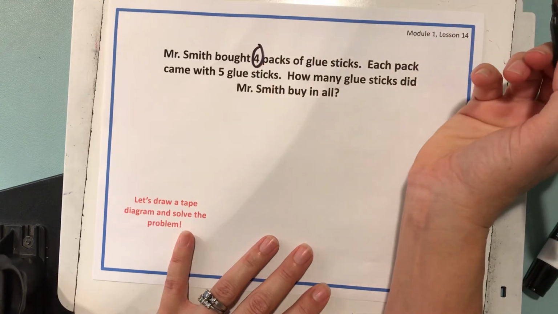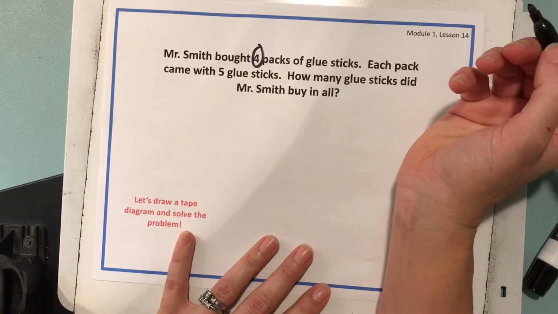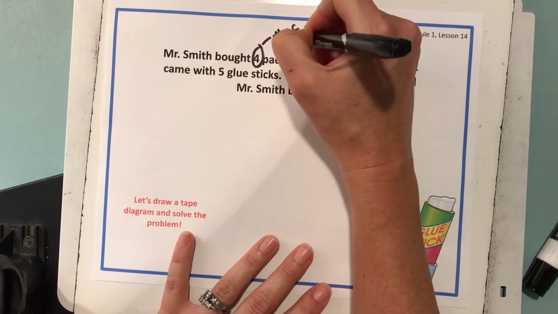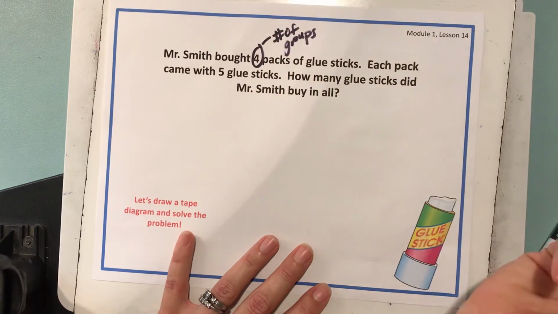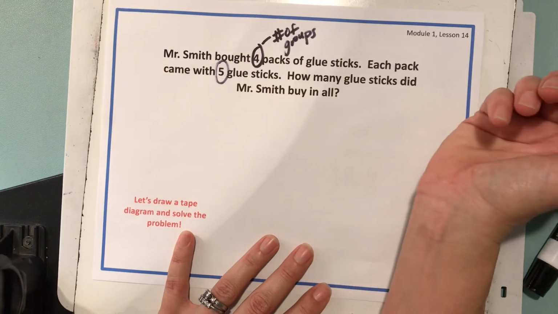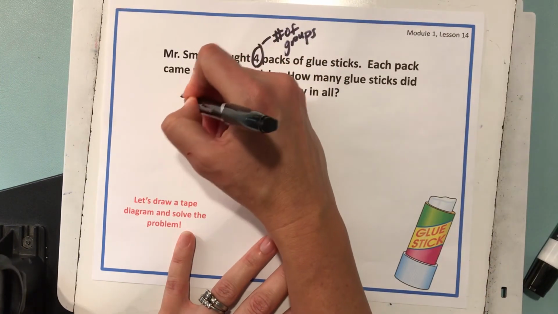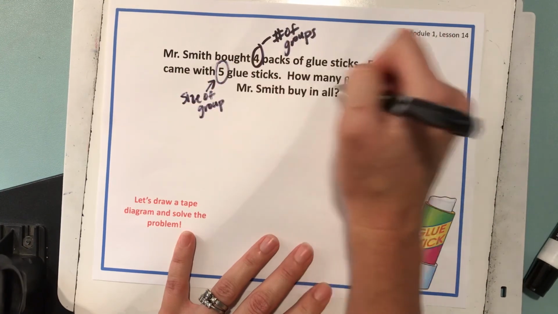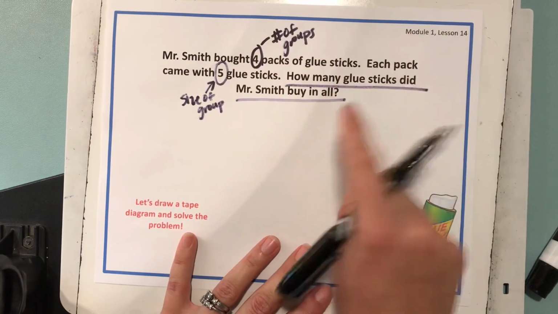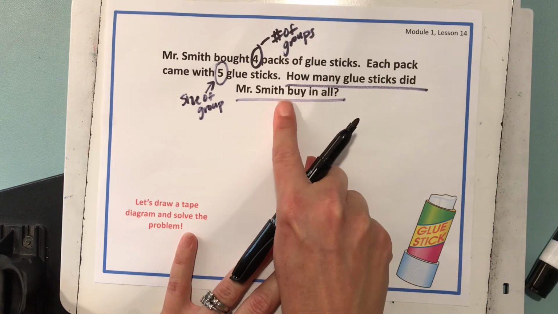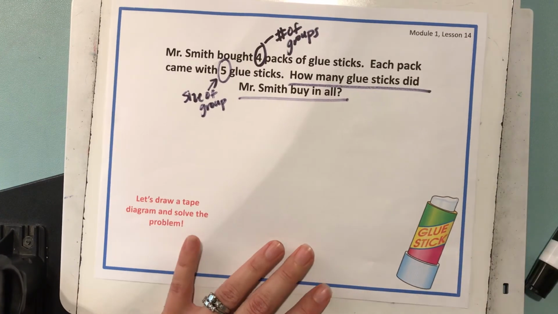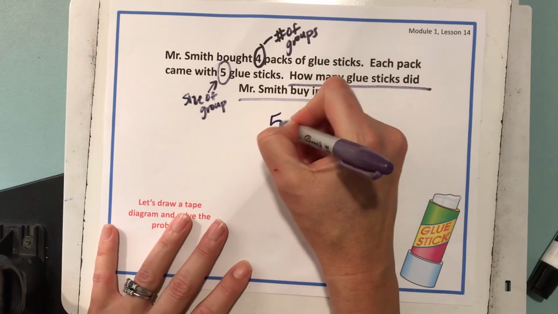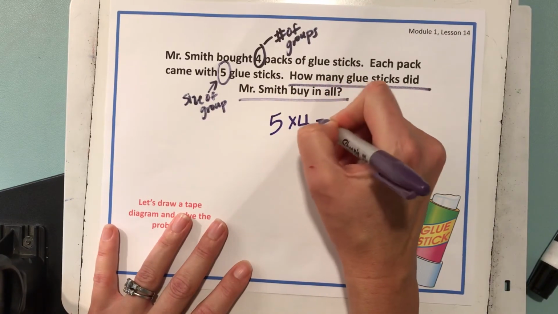4 packs of glue sticks. So you bought 4 packs of glue sticks. Oh, I know the number of groups. Right away I do, right? And I know in each pack, there are 5. So that's the size of the group. What am I trying to figure out? Oh, I need to figure out how many Mr. Smith bought in all. So I need to figure out the total. Aha! So I know that I'm automatically doing a multiplication sentence.